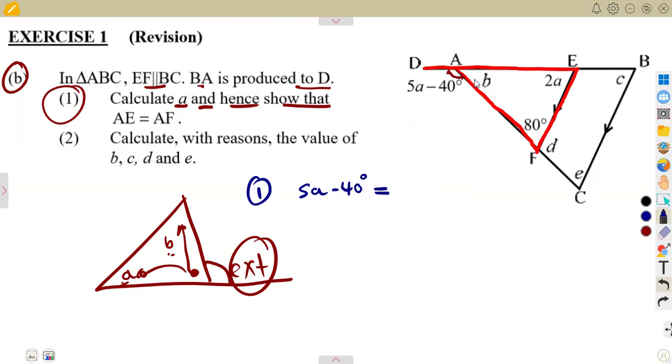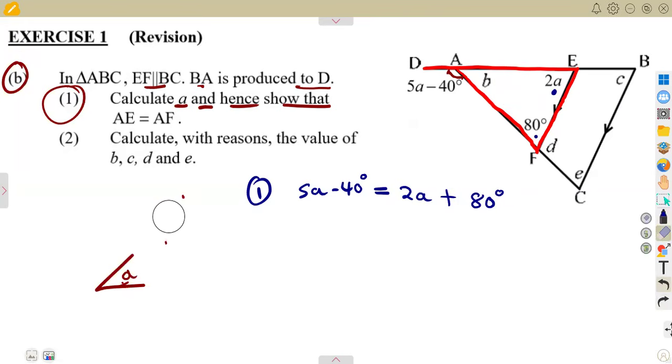It must be equal to the sum of the what? The opposite interior angles, the 2A and the 80 degrees, the ones that are opposite to this exterior angle. So that's 2A plus 80 degrees. So it's an equation. Exterior angle is equal to the sum of the opposite interior angles. That's the concept. So we can solve for A from this equation.